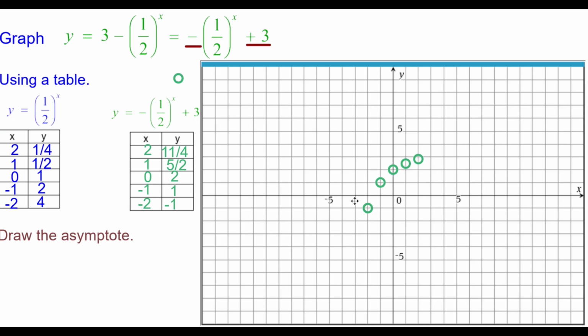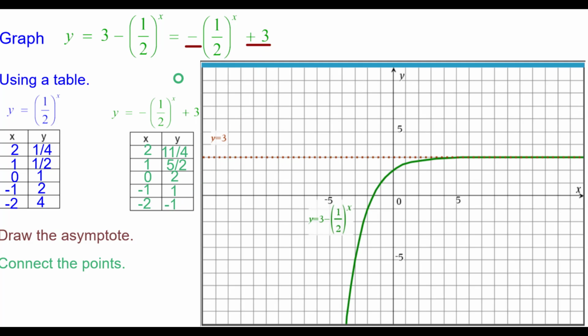Draw the asymptote, and it appears that the asymptote is going to flatten out at y equals 3. So we'll draw that in. And then we connect the points to get that easy chair looking curve compared to the parent function.